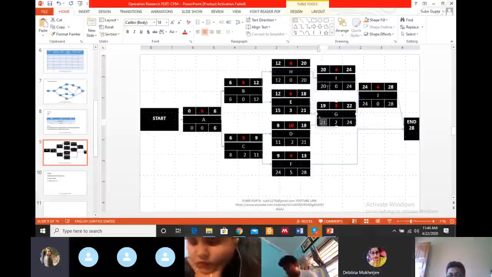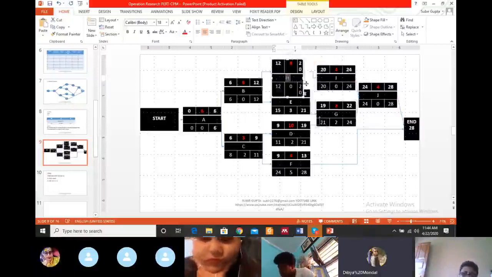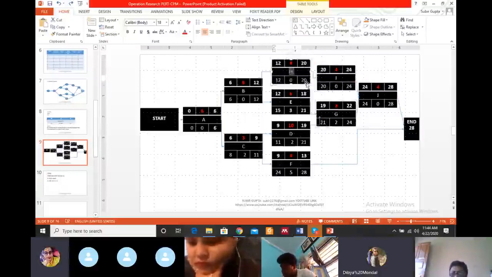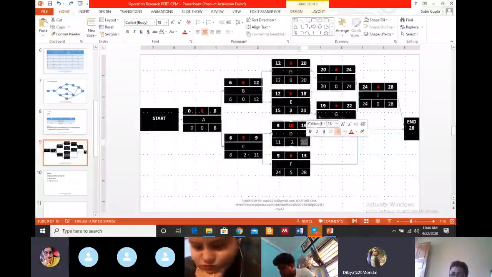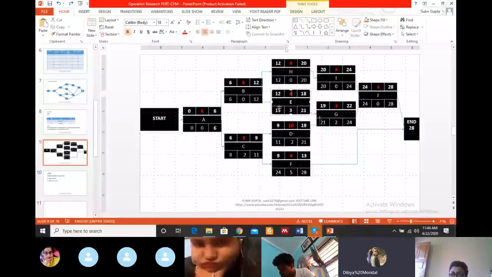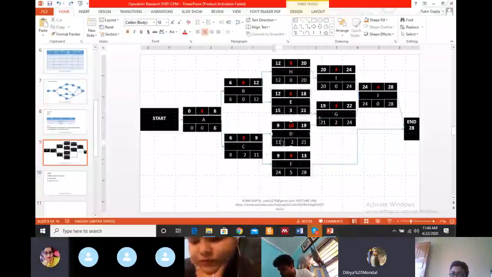If I is 20, then what is the LF of H? That is 20. 20 minus 8, that is 12. From G is 21, so for E is 21 and D is 21. 21 minus 6, that is 15. And 21 minus 10, that is 11.